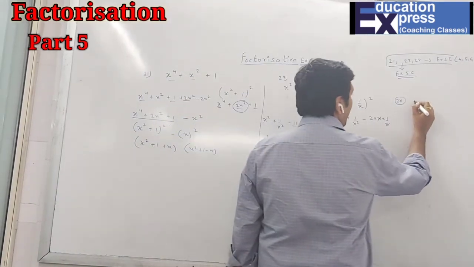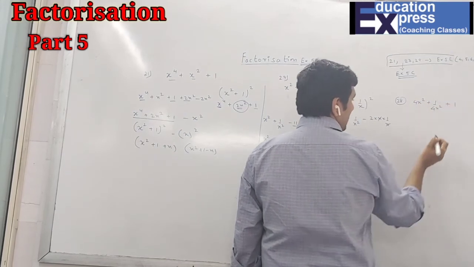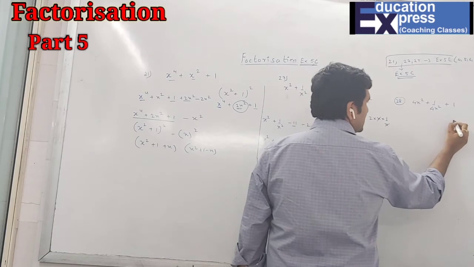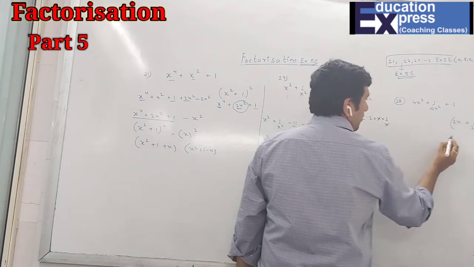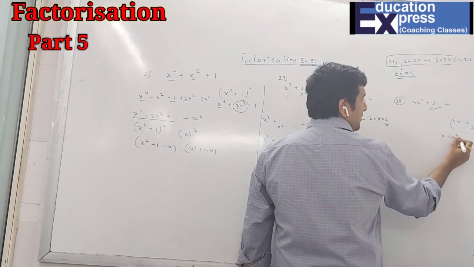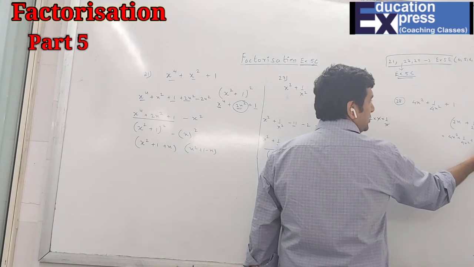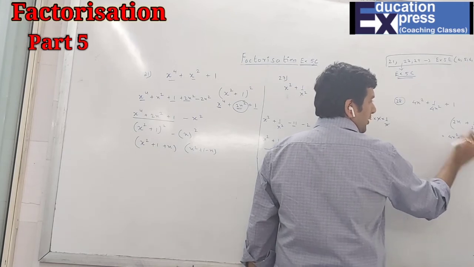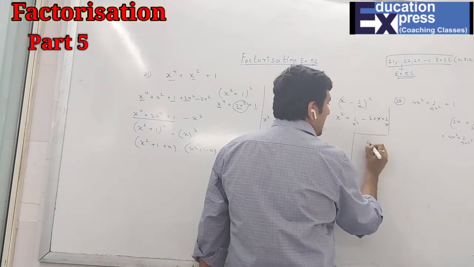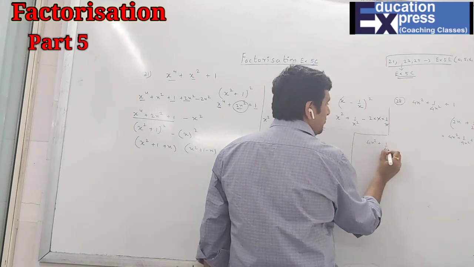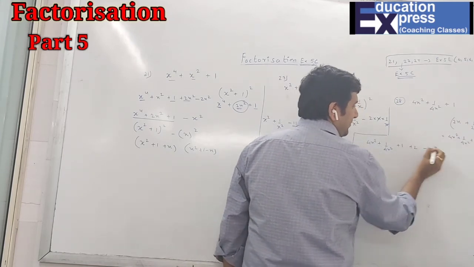4x square plus 1 upon 4x square plus 1. So here I will take (2x plus 1 upon 2x) the whole square. What will I get? a square plus b square plus 2 into 2x into 1 upon 2x. So what is that? Plus 2. The same thing, 4x square plus 1 upon 4x square plus 1. Obviously, I have to add 2 and at the same time, minus 2.